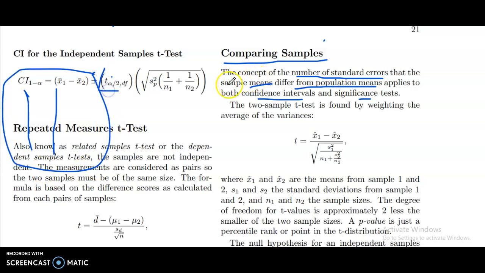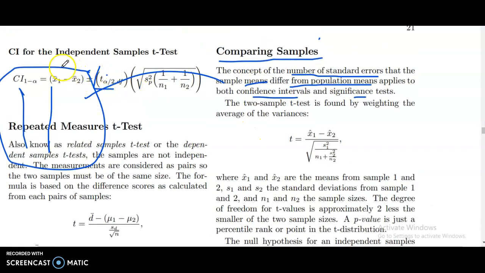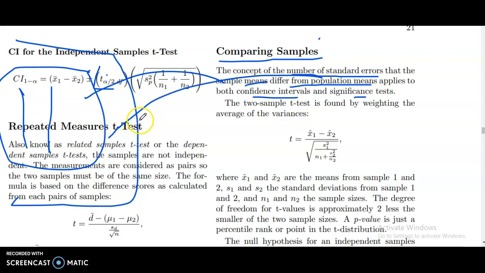Sample means differ from population means. This applies to both confidence intervals and the significance test.